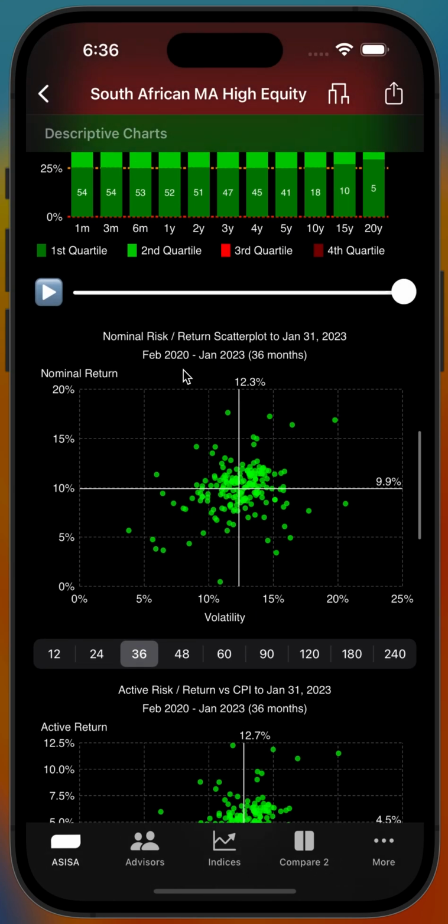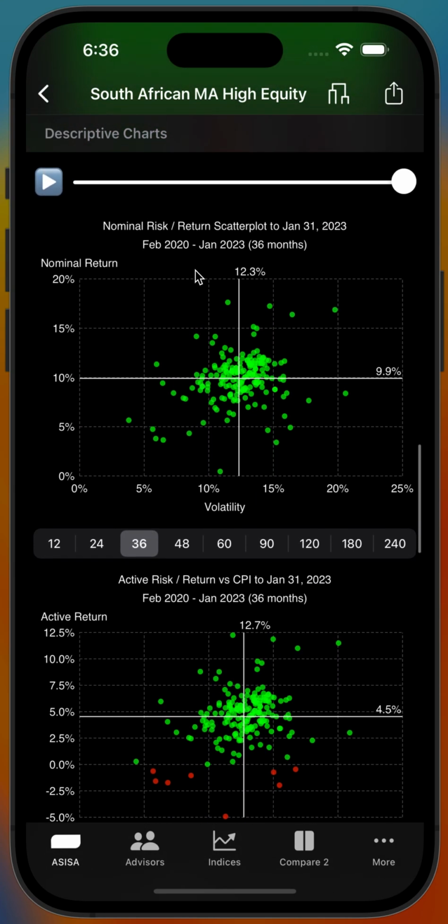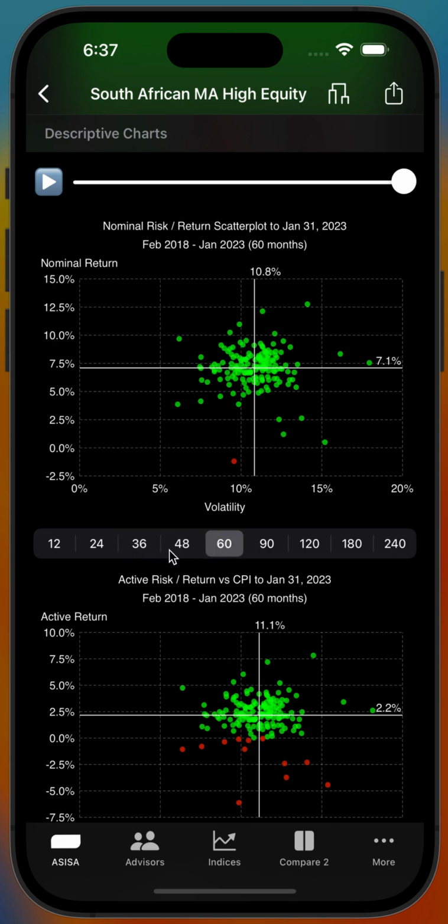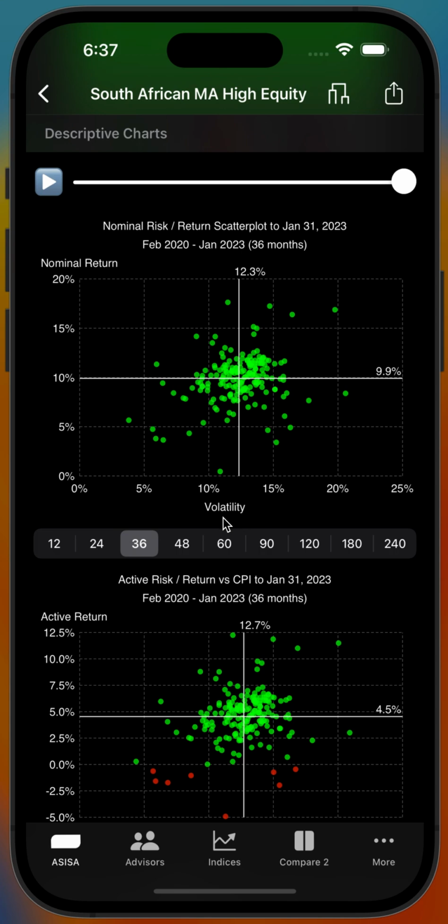And then we've got risk and return plots, risk and return scatter plots for all these funds in this ASISA category. You can choose the term over which you want to see these plots. So over the past 36 months or over the past 60 months. Volatility is typically calculated over 36 months. There's no reason that you have to use 36 months. You can use any period here.